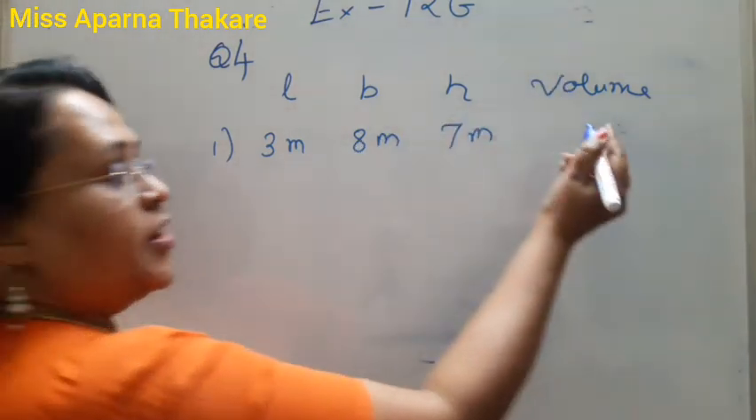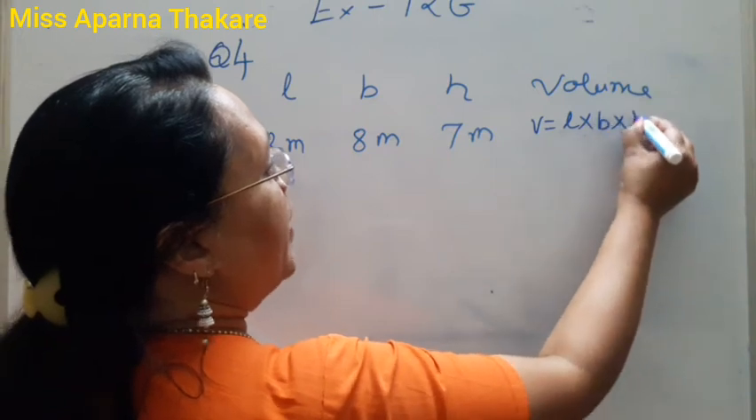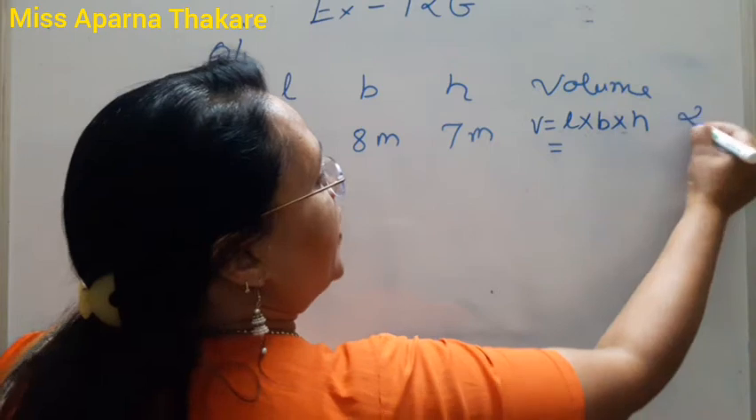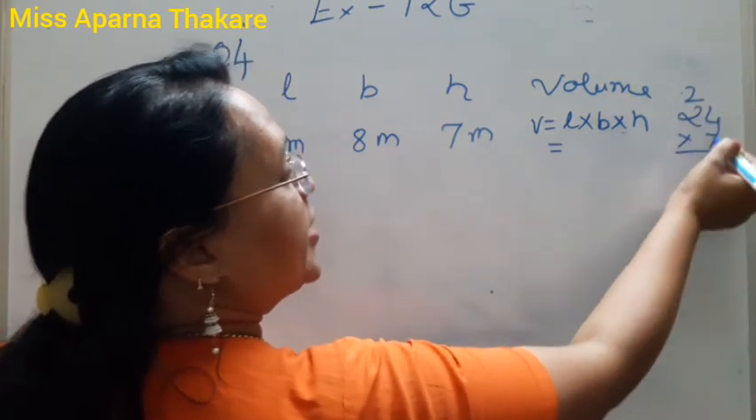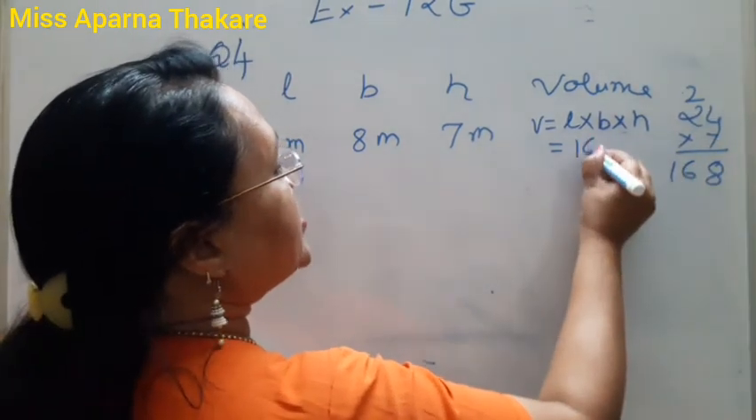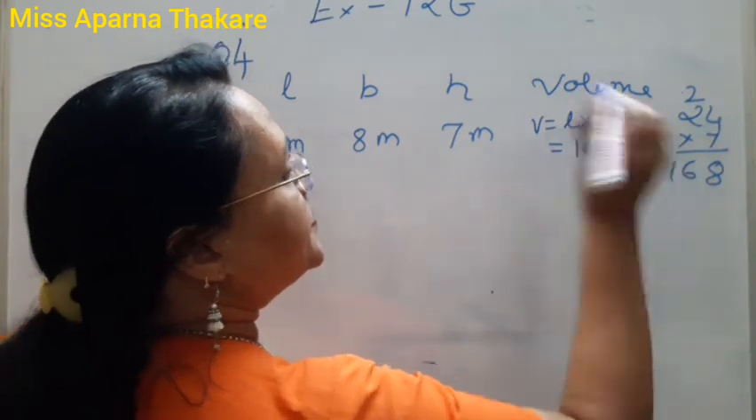Volume equals length multiplied by breadth multiplied by height, equals 3 8s are 24, and 24 into 7. 7 4s are 28, 2 carry. 7 2s are 14, 15, 16. It is 168 cubic meter.